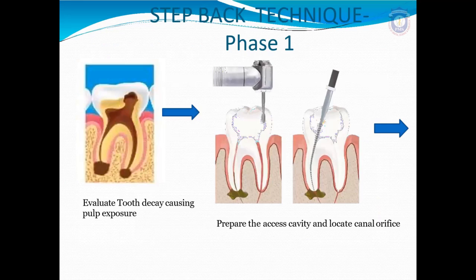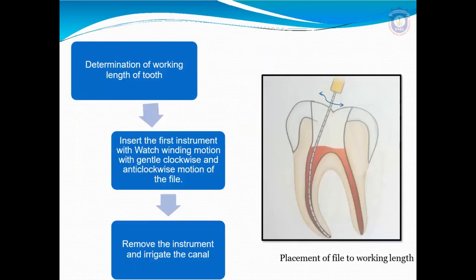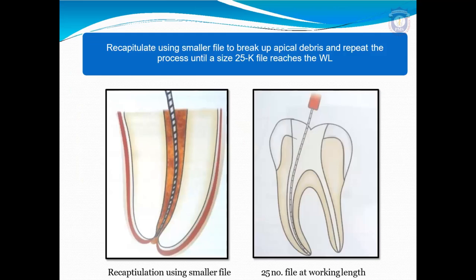In step back technique or phase 1, first evaluate the tooth for decay, which causes the pulpal exposure. Prepare the access cavity as shown in the diagram and locate the canal orifice. Further, determination of working length is done. First, the instrument is inserted with watch winding motion with gentle clockwise and anti-clockwise motion of the file. Then the instrument is removed and irrigation is done. Recapitulation is done further using a smaller file to break up the apical debris and repeat the process until a size 25K file reaches the working length.